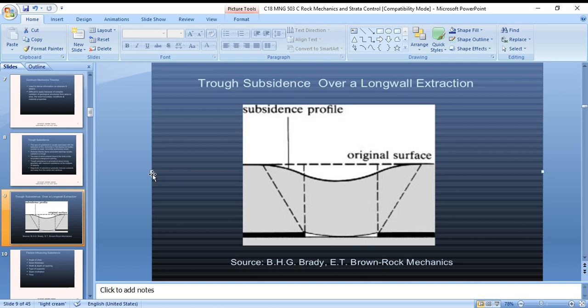So here, the subsidence profile is given above the excavation area exactly, and it also shows the angle of the original surface. The surface effects associated with trough subsidence follow a more general pattern.